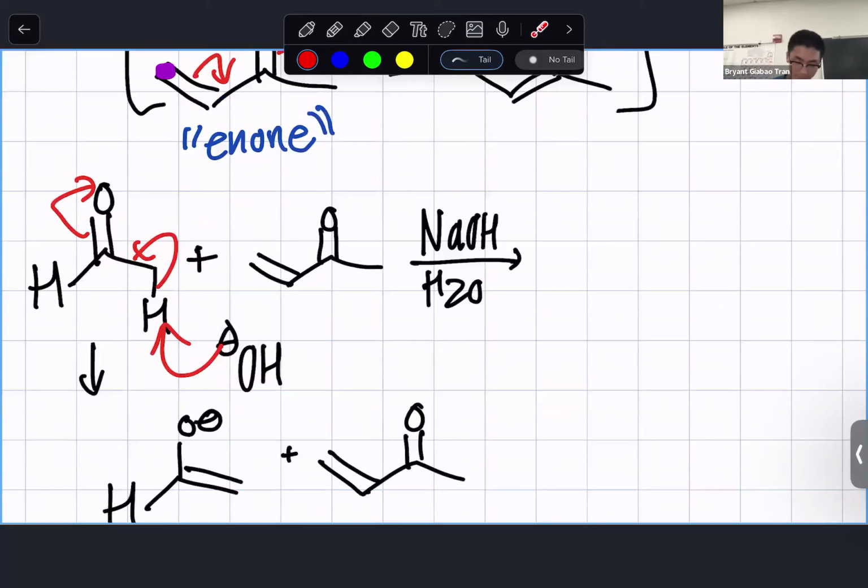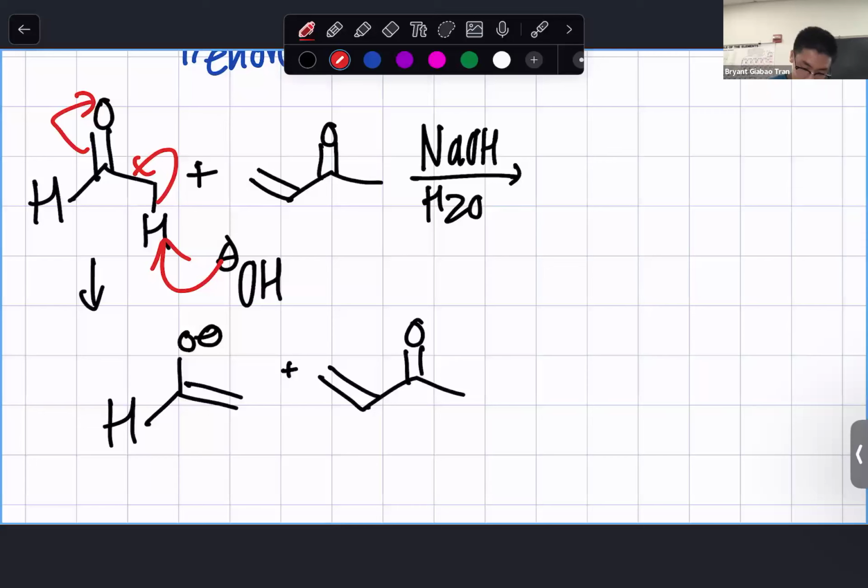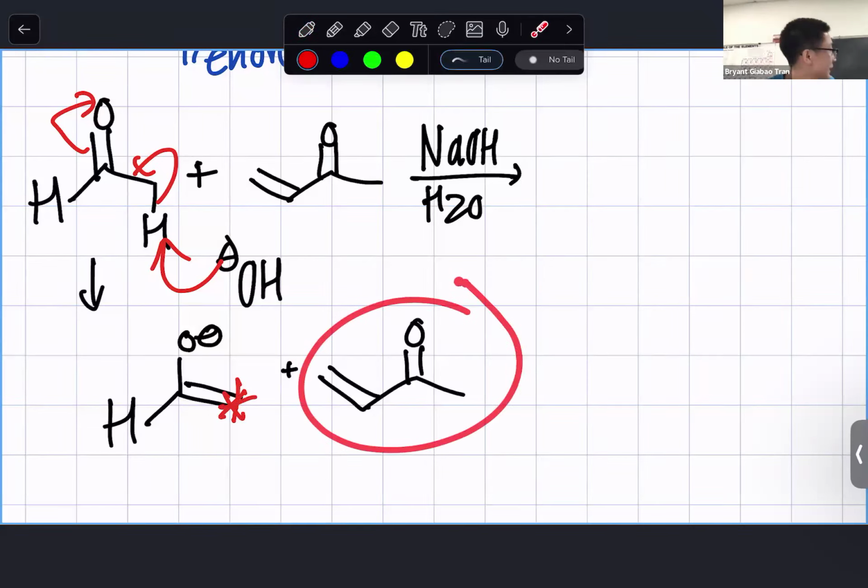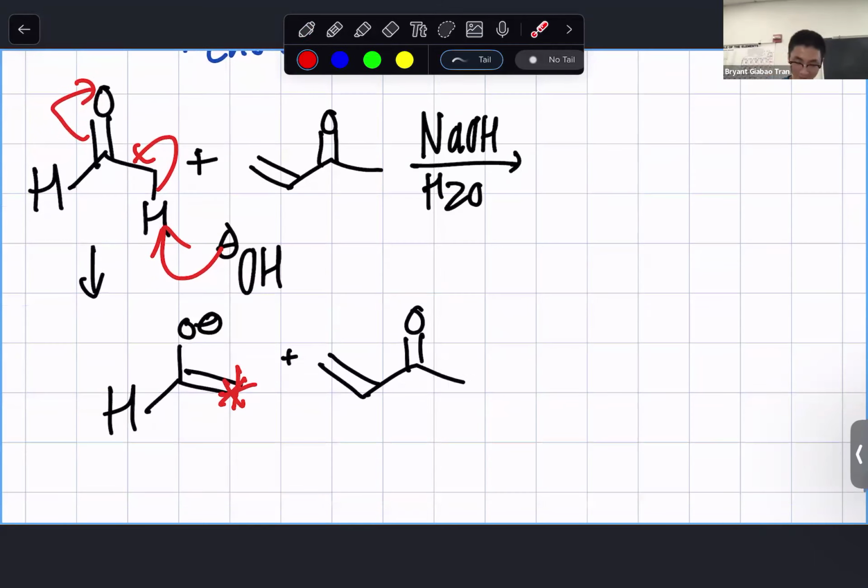Okay, there we go. So we're going to start with this alpha carbon. Looking at this structure here, which one is my electrophilic atom? Yeah, the beta carbon, which is this carbon here. So we attack this carbon here. Don't attack this carbon, which we're used to attacking. This is the electrophilic carbon here.